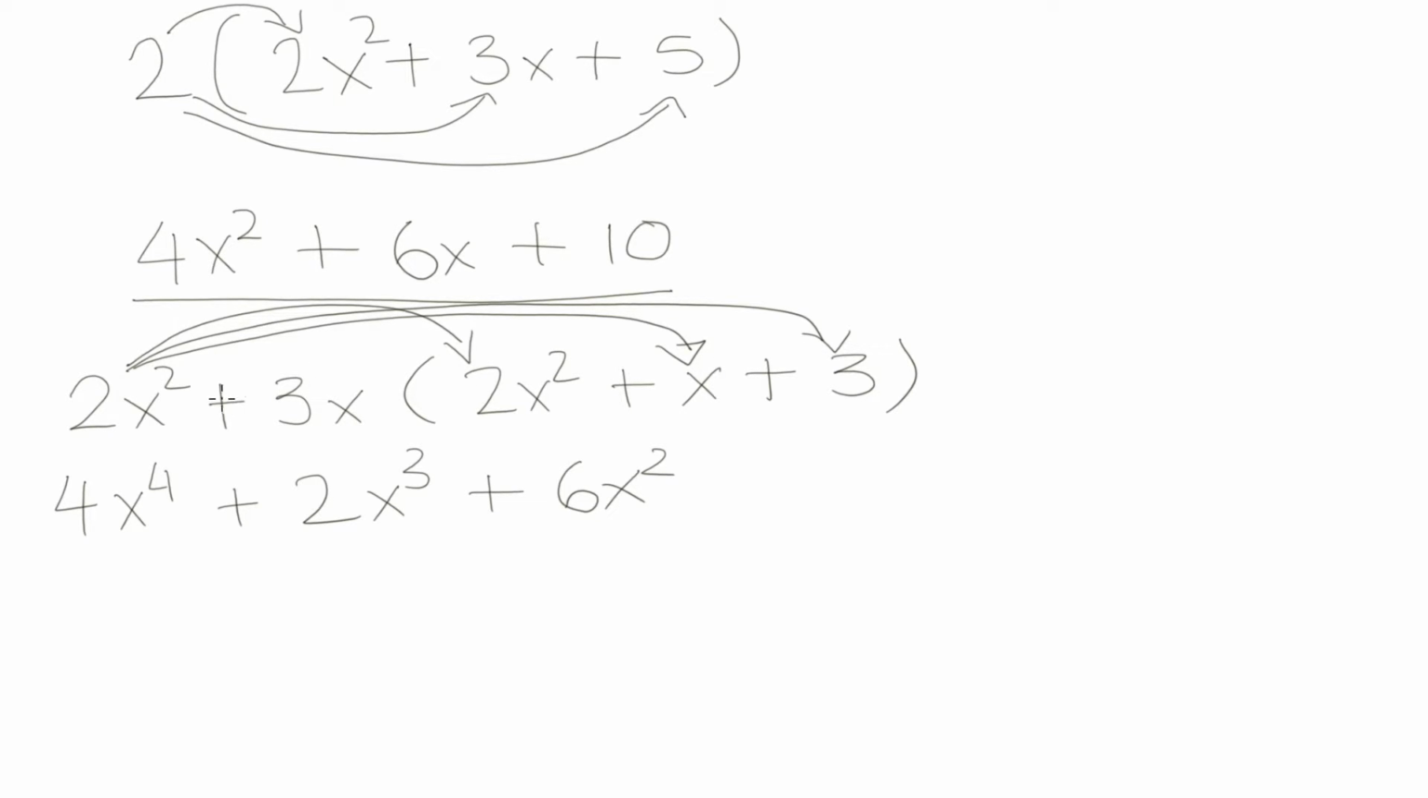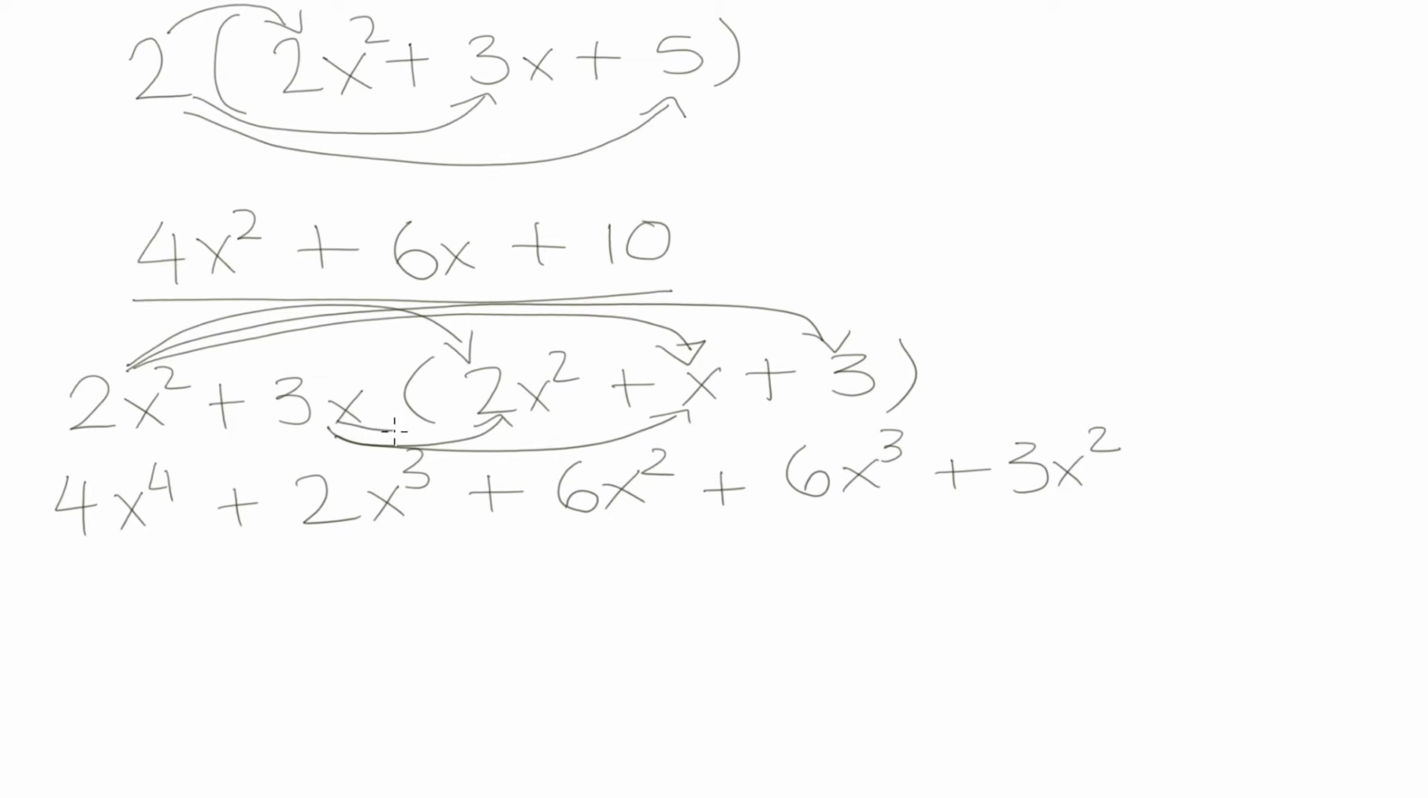Now we're going to do exactly the same thing, just with our second term outside the brackets. So we're going to multiply 3x by 2x squared. 3 times 2 is equal to 6. X times x squared is equal to x cubed. 3x times x is just going to be 3x squared, because we have 3 times 1 is 3, and x times x is x squared.